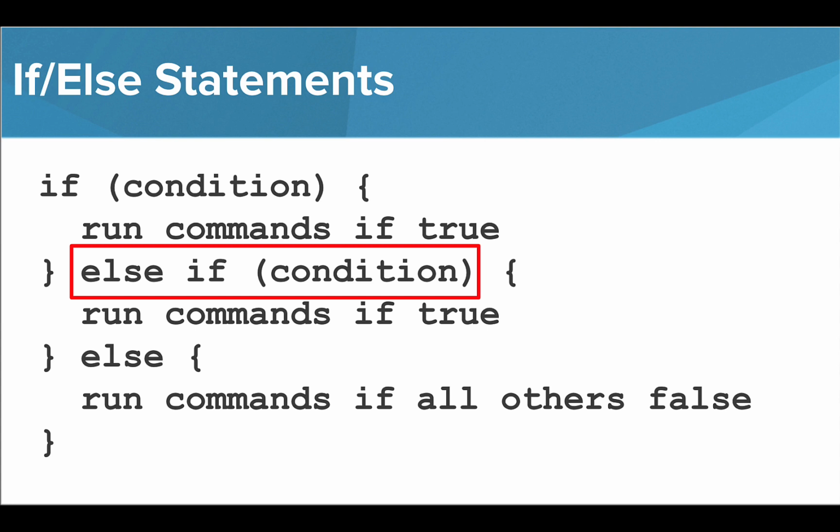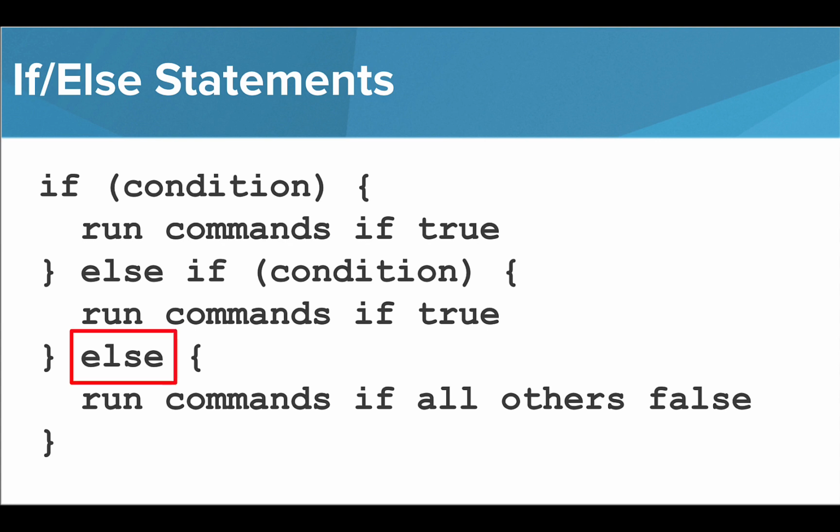Any additional conditions we have can be written inside else if statements. This means that this condition will only be checked if the above condition evaluates to false. We can add as many conditions as we want this way. Our final statement in an if-else statement is an else block, where no condition is named. This is because this block will only run if all the above conditions have evaluated to false. Note that else if and else blocks are optional.